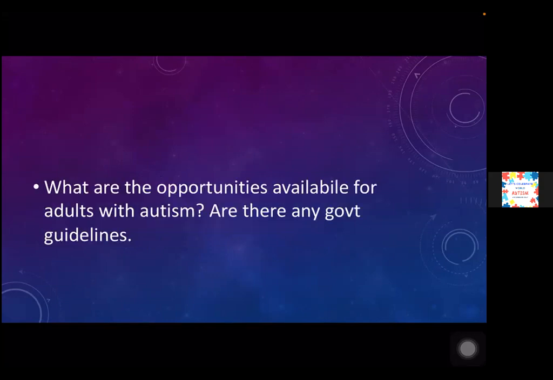What are the opportunities available for adults with autism, and are there any government guidelines? Yes, I mentioned in the previous slides regarding various schemes available for autism. So all the parents with autism need to register themselves and have a UDID card, that is unique disability identification number, for your child who's having autism, and you can then avail the various schemes in the government setup for your child with autism.